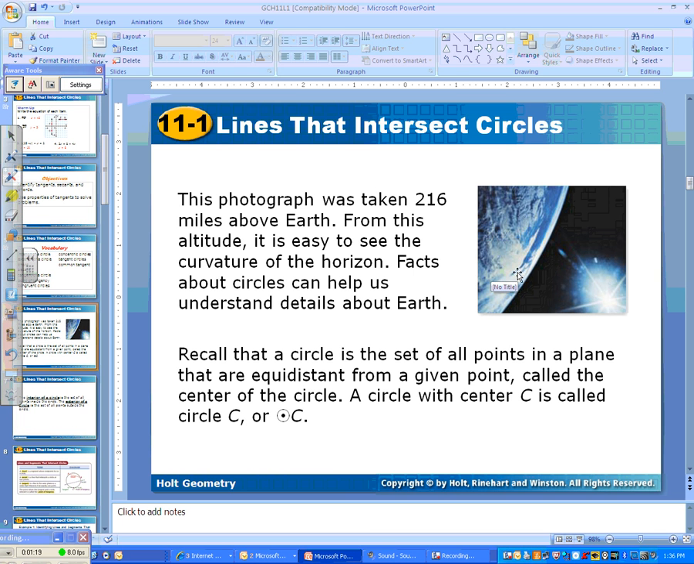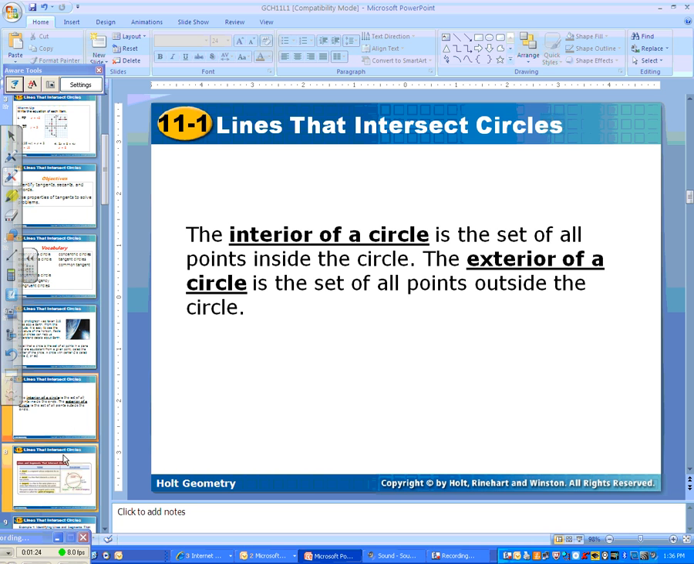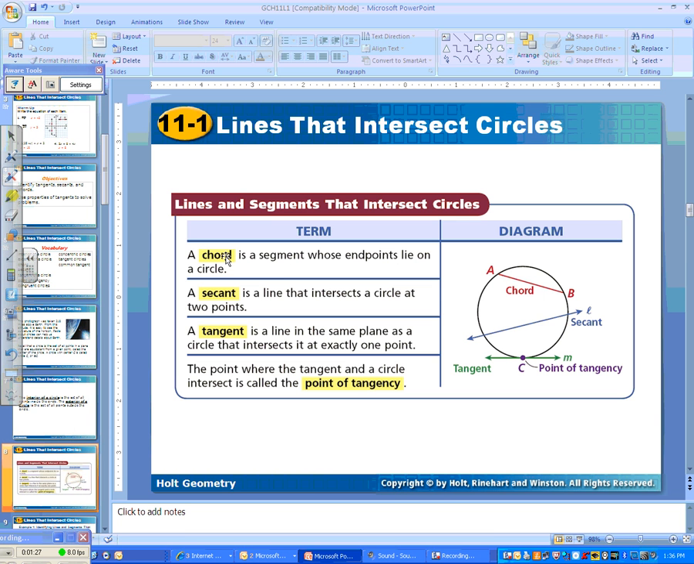Okay, cool. Circle, the earth is a circle, pretty cool stuff. Interior, exterior of a circle, pretty straightforward. A chord, this is important vocab. A chord is a segment whose endpoints lie on a circle. So any segment that touches one part of a circle and continues on to touch another part of the circle, that's called a chord. It's really important that you write down that the diameter is an example of a chord. Now, all chords are not diameters. For instance, this is not a diameter. Remember, a diameter goes through the center of a circle. So this would be a chord.